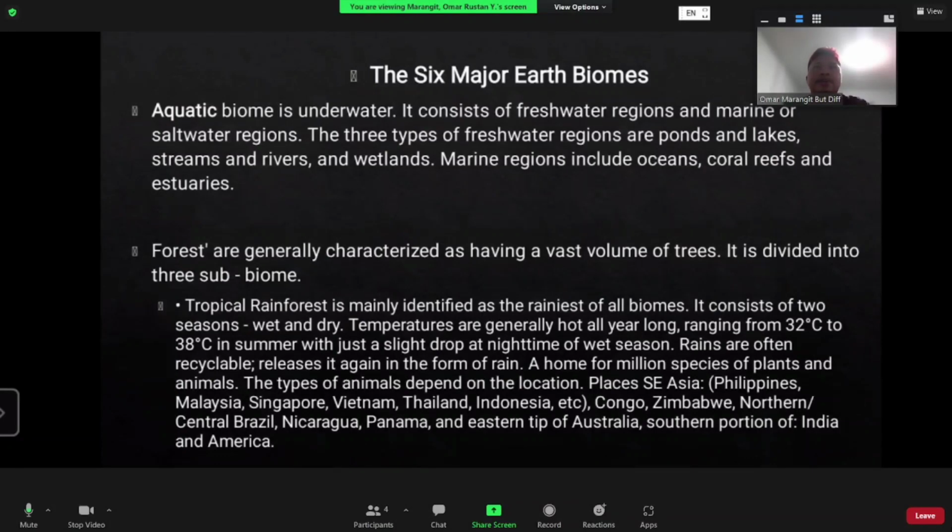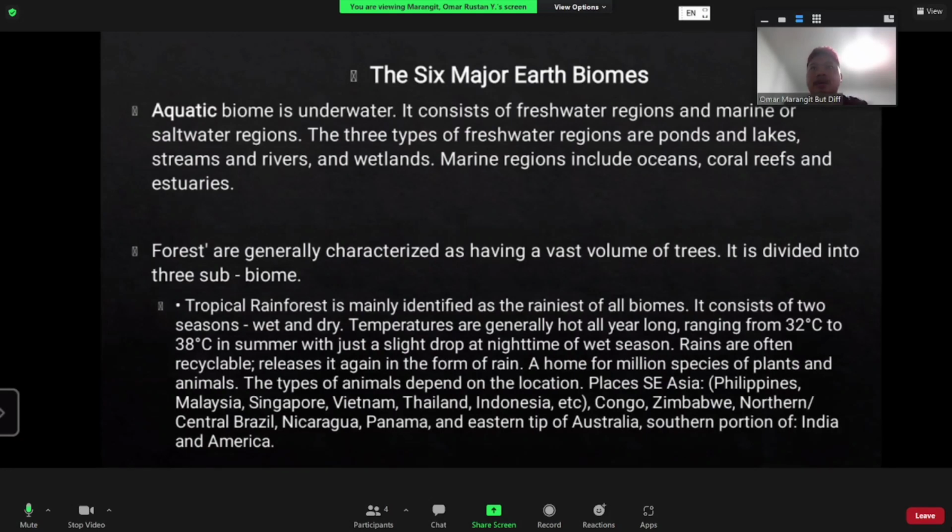The six major Earth biomes. The first one is aquatic biome. It's underwater. It consists of freshwater regions and marine or saltwater regions. The three types of freshwater regions are ponds and lakes, streams and rivers, and wetlands. Marine regions include ocean, coral reefs, and estuaries.